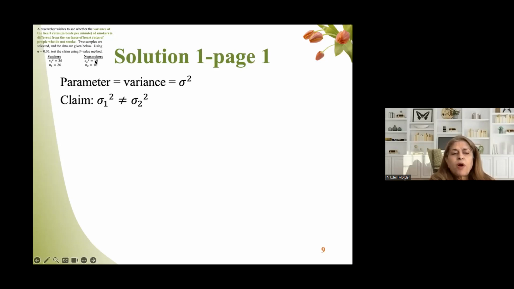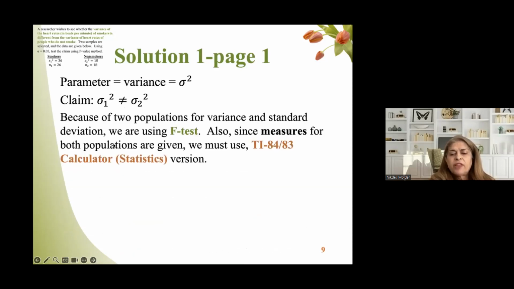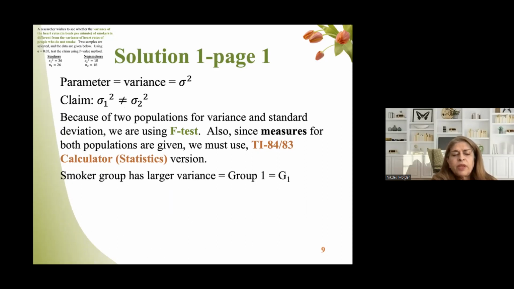Now, since I have 2 populations and my parameter is variance, I'm using the F test. And they have given me statistics. My groups are correct. Let me write: the smoker group has a larger variance, so it's going to be group 1, G1. I have subscript 1, so it is the correct group. I have to use the two-sample F test.